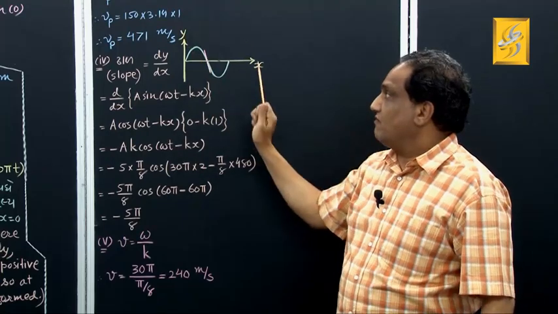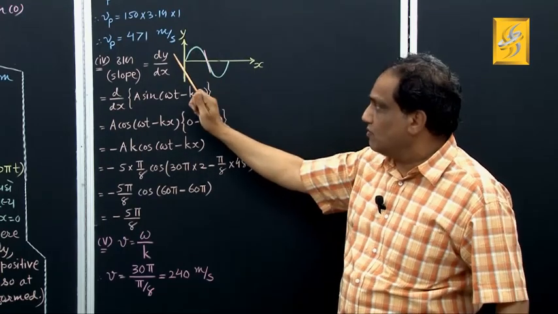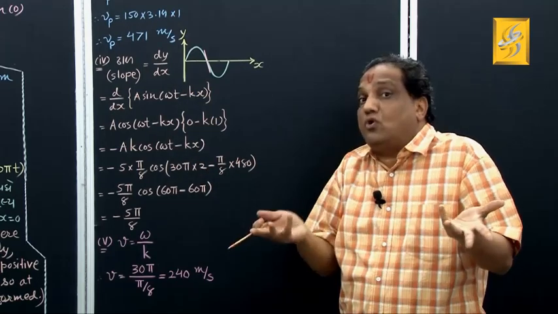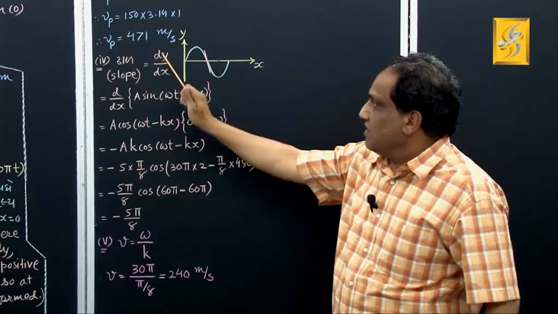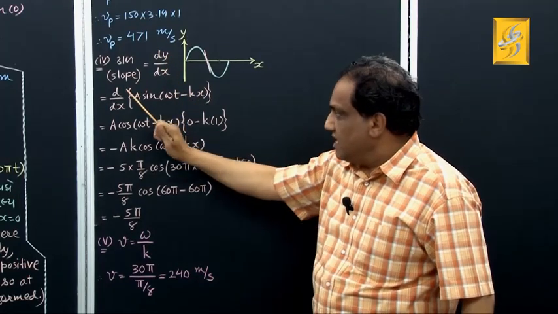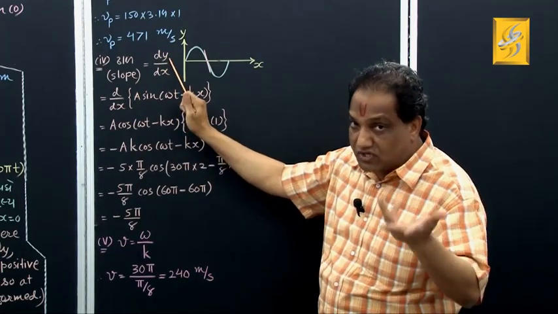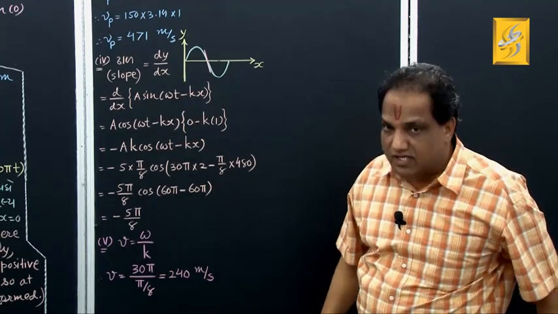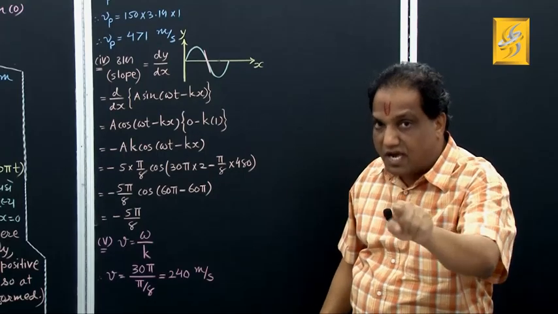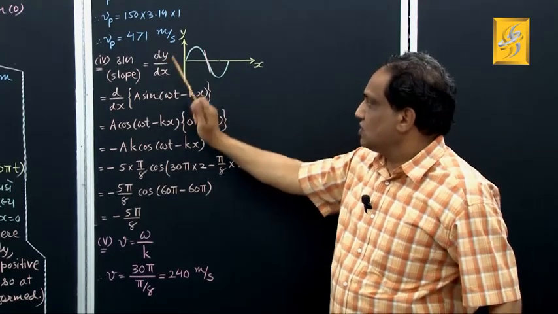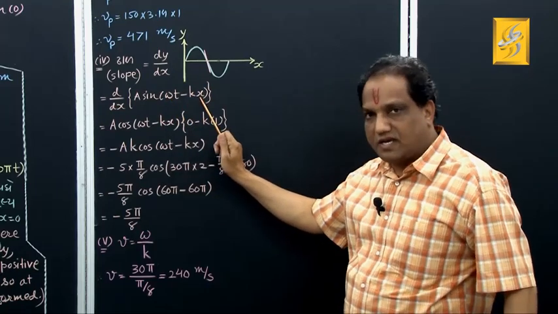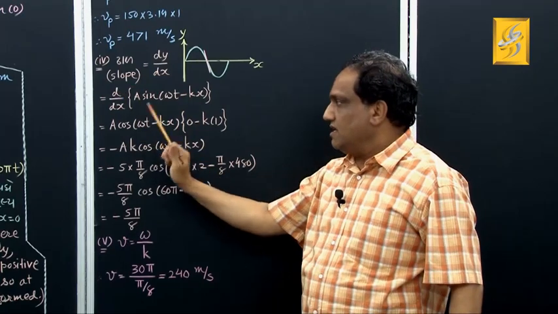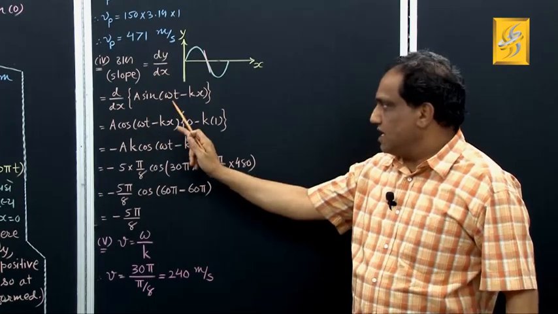Because you have a graph of y versus x, what should the slope be? For a graph of y versus x, the slope is dy upon dx. So now it is d by dx of y. According to the wave equation, what is the y value? Y equals A sin of (omega t minus kx). This A is constant, it can be taken out. The derivative of sine is cos. Correct? Now go inside.